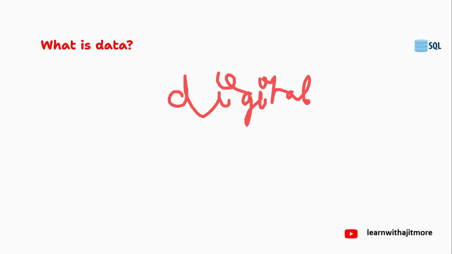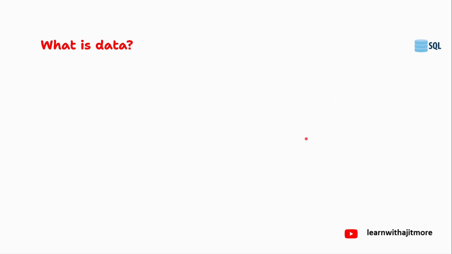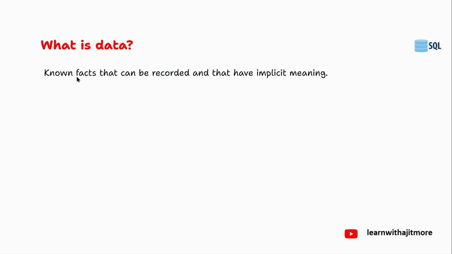Now, recording initially they used to do by paper and pencil. Nowadays we do it in digital form, and digital means you keep it on your hard disk, right? Now we don't keep on hard disk also, we directly keep it on the cloud. Cloud is also a hard disk only, but someone else's storage. The cloud storage is more secure and has more reliability. So known facts that can be recorded. Facts means anything which is true.